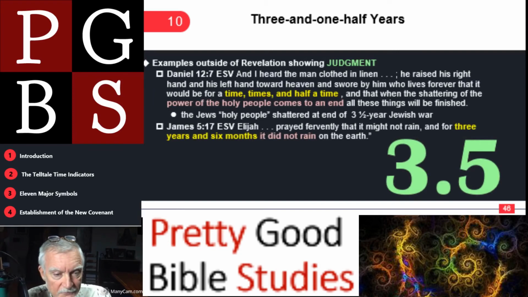Daniel 12:7, and I heard the man clothed in linen. He raised his right hand and his left hand toward heaven and swore by him who lives forever that it would be for a time, times, and half a time. That's 3.5 years. And that when the shattering of the power of the holy people comes to an end, all these things will be finished. What's the shattering of the power of the holy people? That's the shattering of the power of the Jews, the holy people. They actually weren't holy, but they were called holy, the so-called holy people. The power of the Jews came to an end when the 3.5 years of the Jewish war was over.